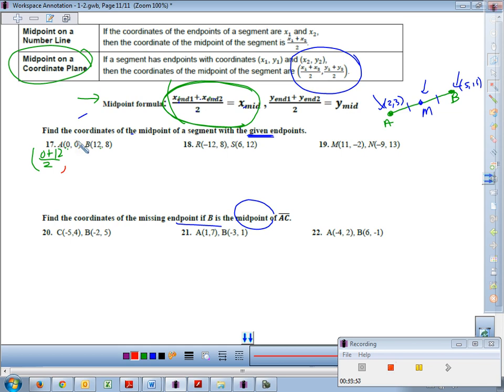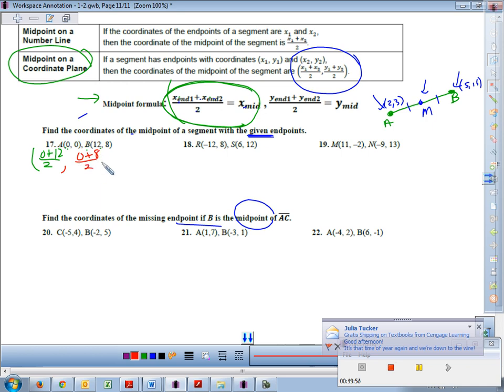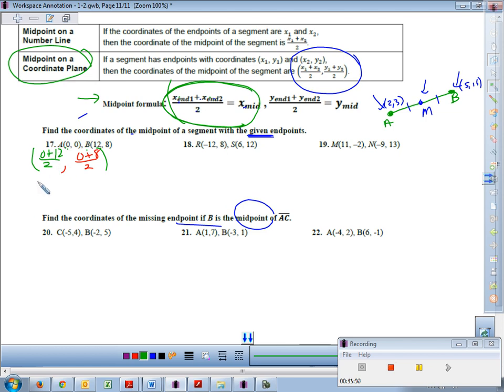To do the y value, you do the same thing, but with the y value numbers. Isn't this 0 and 8? We're supposed to add them together and divide by 2. And that will be the ordered pair once we get it all cleaned up. Let's clean it up. What's 0 plus 12, divided by 2? What do you get? 6. And then you figure out the y value. What you got? 4. If I had point AB on the graph, A is at 0, 0, B is at 12, 8. The midpoint would be at 6, 4.